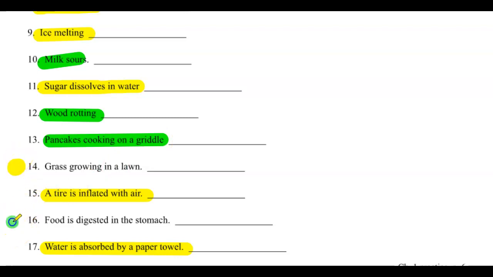Now, these last 2 you got to think about a little bit. Grass growing in a lawn. Is that a physical or a chemical? When we say the word growing, what's actually happening? Grass is taking nutrients, water, sunlight, carbon dioxide, undergoing photosynthesis and producing sugars and new stuff to become new grass. So we're taking basically water and sun and getting grass. That's definitely going to be a chemical change.